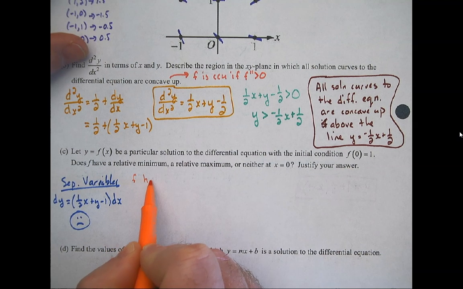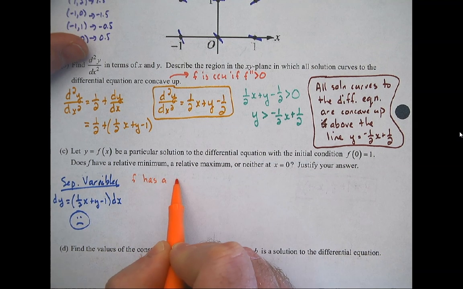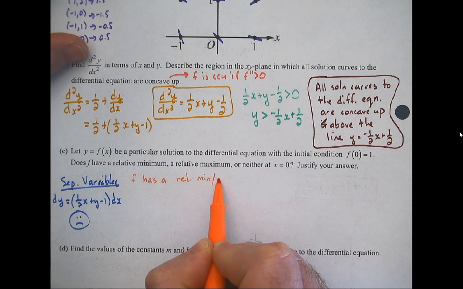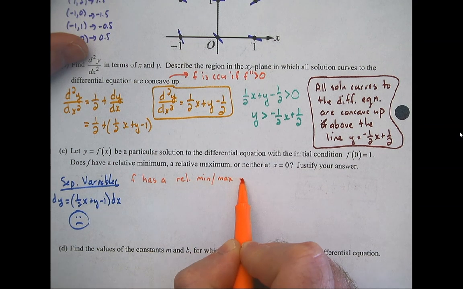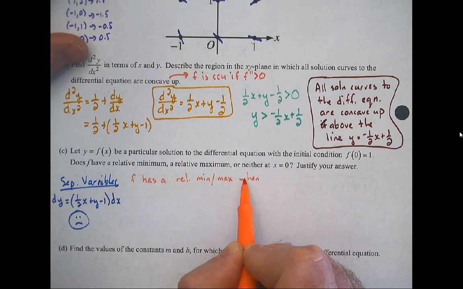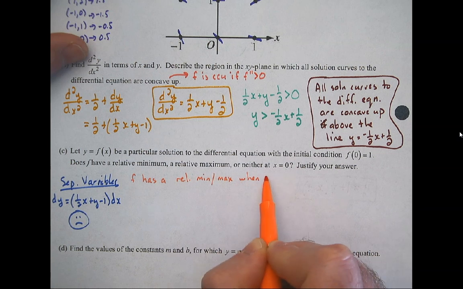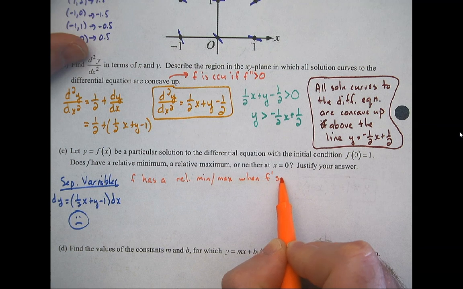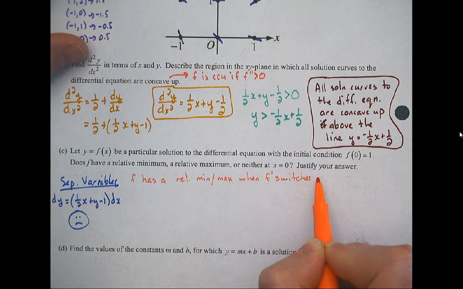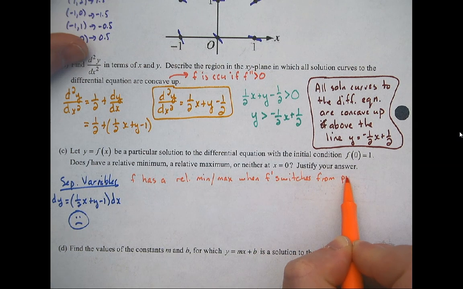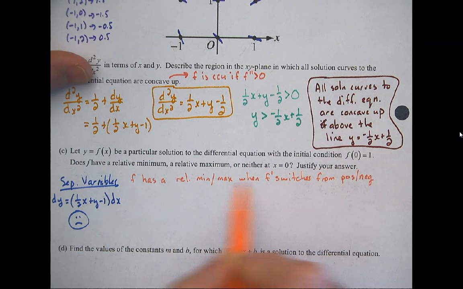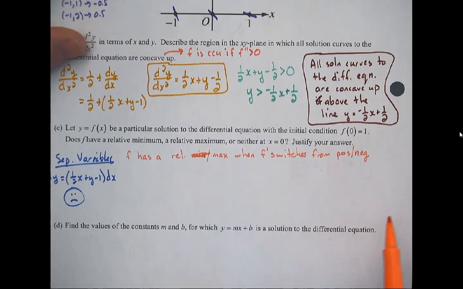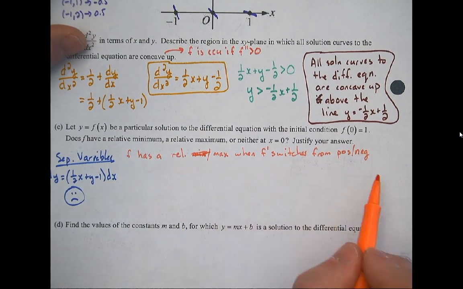F has a relative max when f prime does what? Switches from positive to negative. I'm going to cross out the min here. We'll just look at one case, and just remember, for max, and then min would be negative to positive.